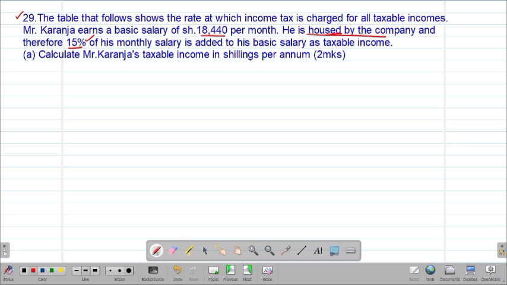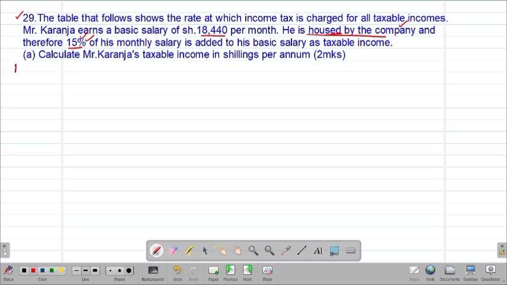Then in this case, we are also not given what we call the nominal rent. Therefore, this simply means that the 15% of the basic salary is enough to cater for the total rent that this particular company requires to house Mr. Karanja. Remember that a nominal rent only arises if the 15% of the basic salary is not enough to cater for the total rent required. But in this case, because we are not given any nominal rent, it simply means that 15% of the basic salary is equal to the total rent required by the company to house Mr. Karanja.